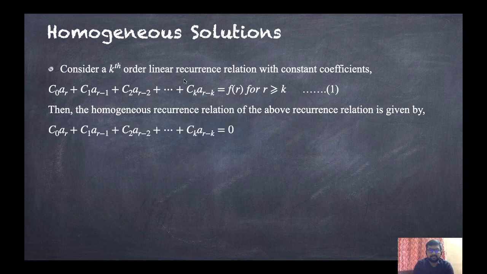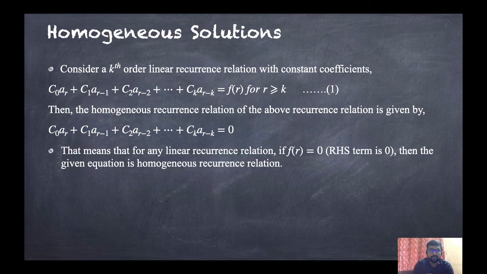what is the difference in both these equations. It is actually the same one, but see the right hand side. Above, the right hand side is f(r), and here it is 0. So for any linear recurrence relation, if f(r) equals 0, that means the right hand side is 0, then the given equation is a homogeneous recurrence relation. So all you need to remember is that if the right hand side equals 0, then it is a homogeneous linear recurrence relation.